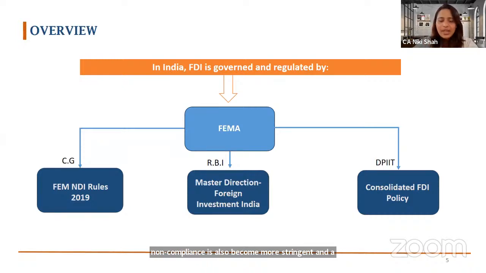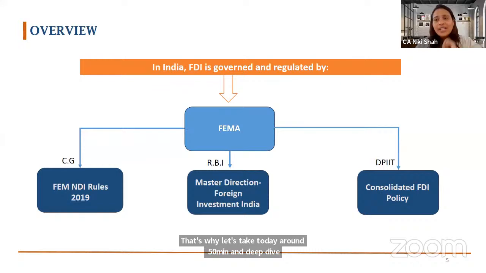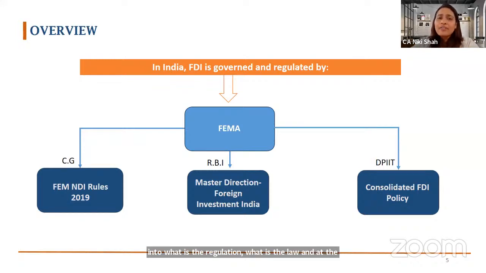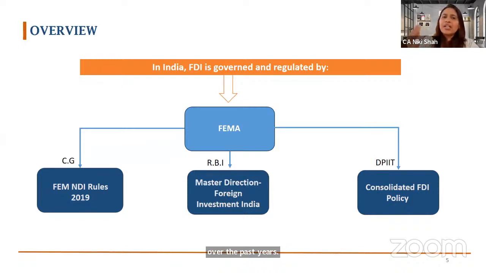That's why let's take around 50 minutes today and deep dive into what the regulation is, what the law is, and at the same time, I will try and share a few practical case studies which we have dealt with over the past years, and the practical challenges and difficulties that people have been facing. I would rather spend more time there, because you will get practical hands-on insights into how actual cases happen. So let's go ahead and dive deeper.